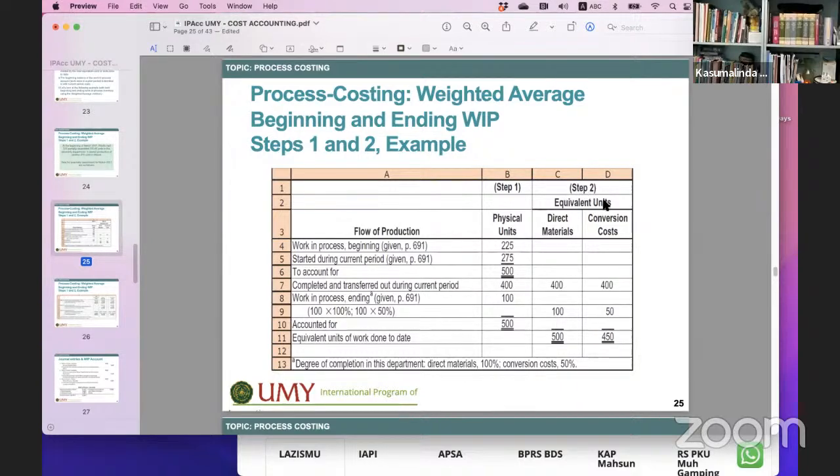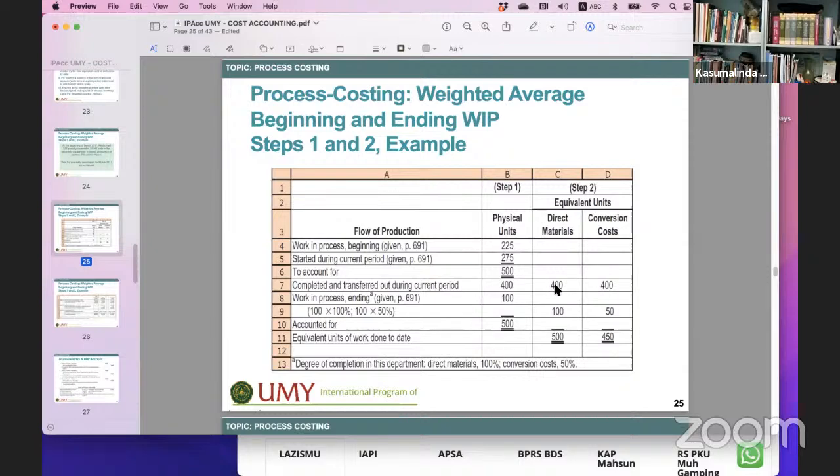Step 2 is to calculate the equivalent unit. Okay, equivalent unit line by line, iaitu yang kita akan kira the equivalent unit only for the results, for the end result, which it becomes the completed and transfer out and in ending work in process. Yang 400, 100. Okay, completed and transfer out because it is 100% complete. So we multiply with 100%, so 400 lah.